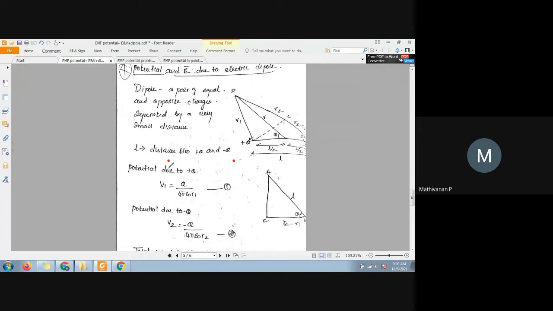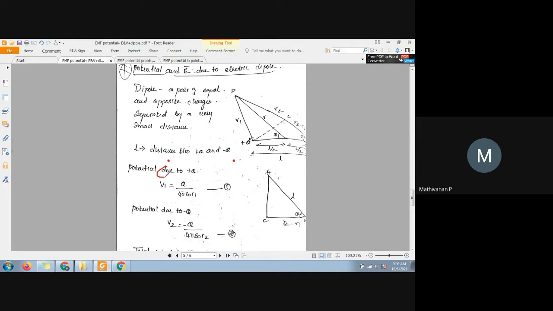Two equal in the sense that if charge 1 is 10 coulomb, then charge 2 is also 10 coulomb. If charge 1 is 5 coulomb, then charge 2 is also 5 coulomb, but both are opposite charges. The charge Q1 is 5 coulomb, a positive charge. The charge at the second point is 5 coulomb, a negative charge. Two equal and opposite charges separated by a small distance, we call that a dipole.